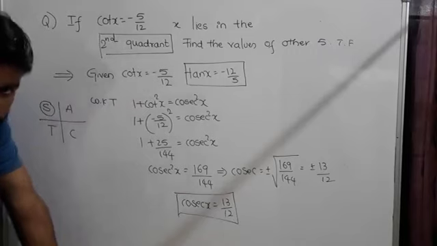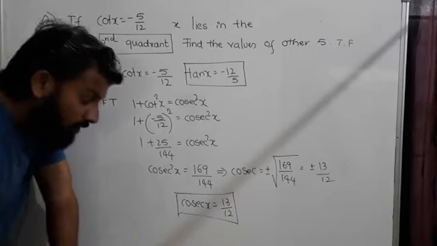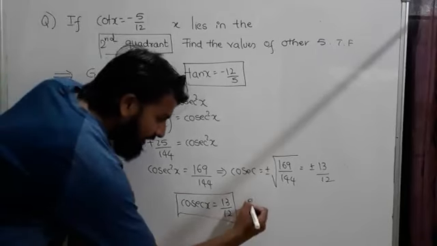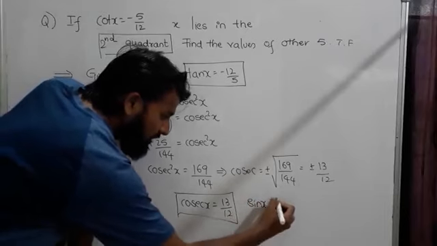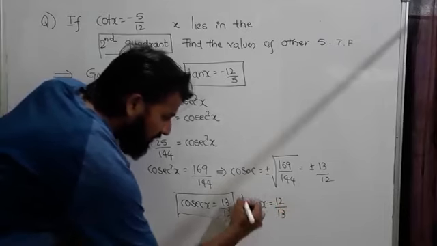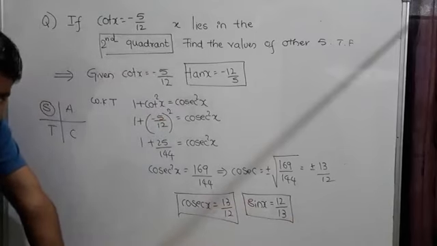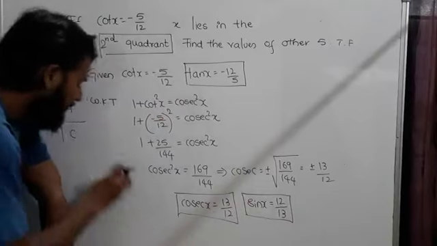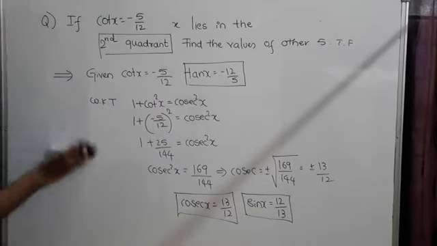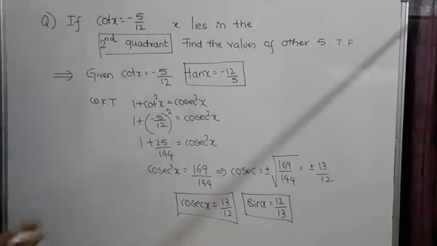Yes or no? Yeah. So if I know cosec, writing sine will be very easy, which is 12 upon 13. So we got cosec and sine. Now it's time to find tan and cot. That's very simple. Tan and cot we already have now. We need to find cos and sec. So how to find cos now?